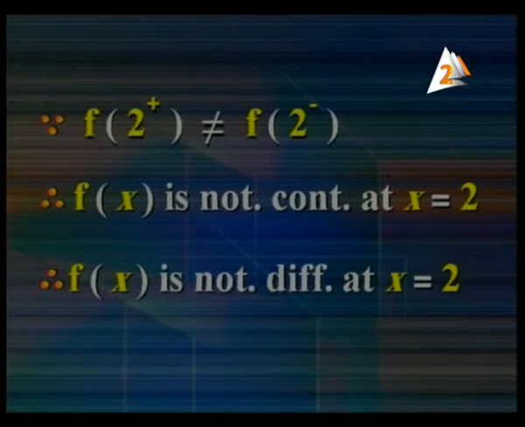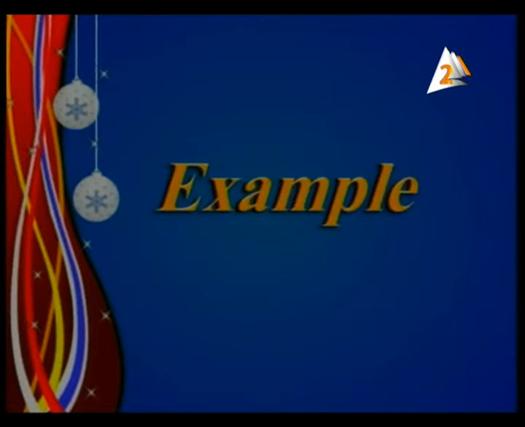Dear student, when we prove that the function is differentiable at x equals 2, first we prove whether f of x is continuous or not continuous. This function is not continuous at x equals 2, then f of x is not differentiable at x equals 2. Another example.